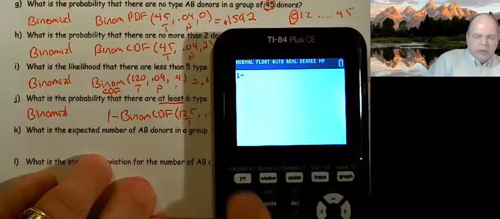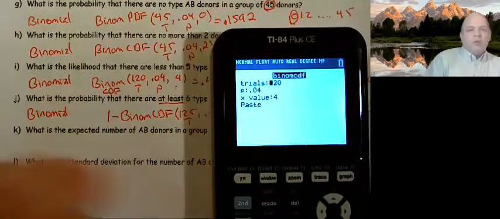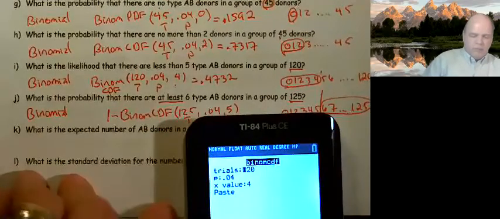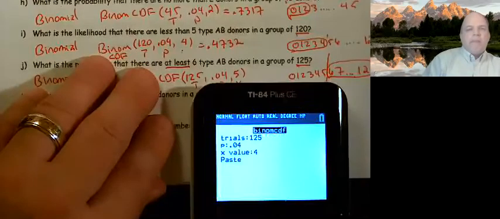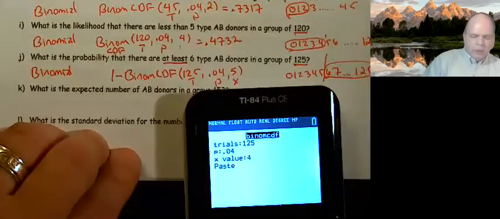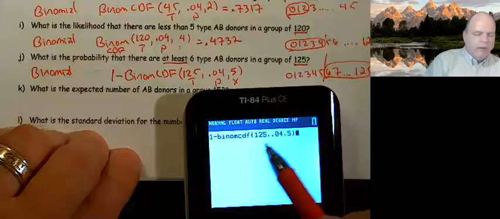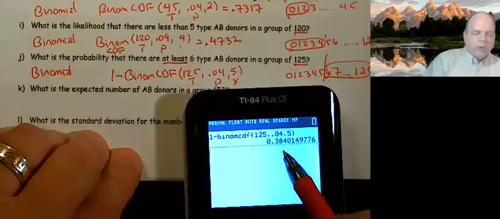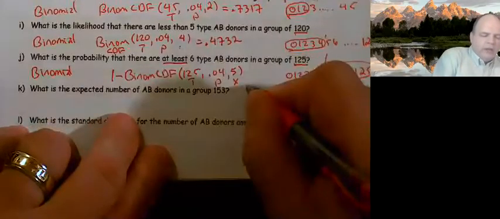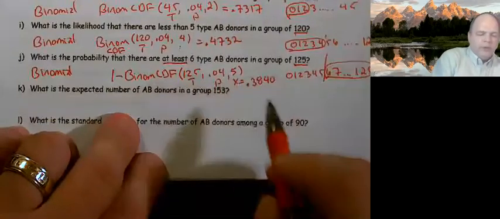1 minus 2nd VARS, binomial CDF. Trials in this case was 125. Hopefully you can see that. Probability was 0.04, and my X value is 5. So 1 minus the binomial CDF, 125, 0.04, and 5. And I get 0.3840. Once again, please take this out to 4 decimal places. It really helps us with the grading.